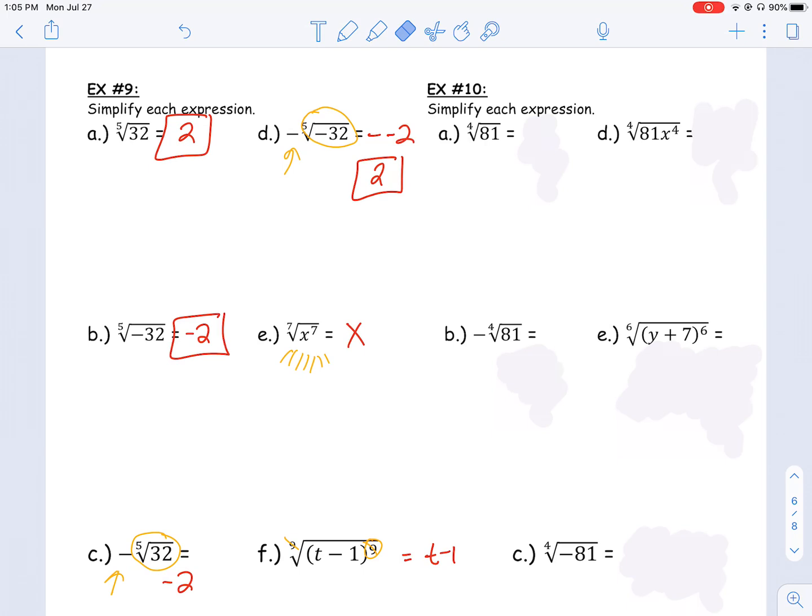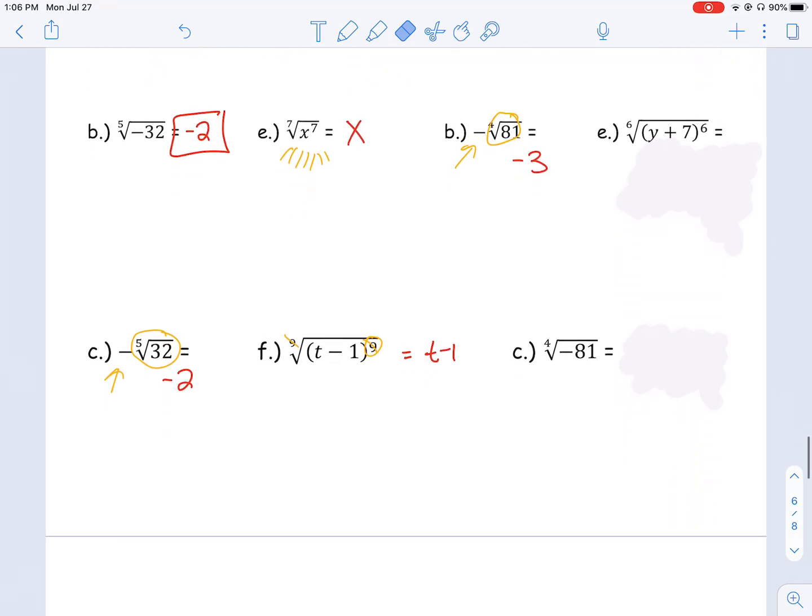The fourth root of 81. What number multiplied by itself 4 times gives me the number 81? I got 3. Okay, but what about right below if I have a negative outside? Is it okay to have a negative? Sure, as long as it's outside of the radical, right? I can figure out what the fourth root of 81 is and then just figure out what the opposite of that number is. Well, we just found out that the fourth root of 81 is 3, so the opposite of 3 is negative 3.